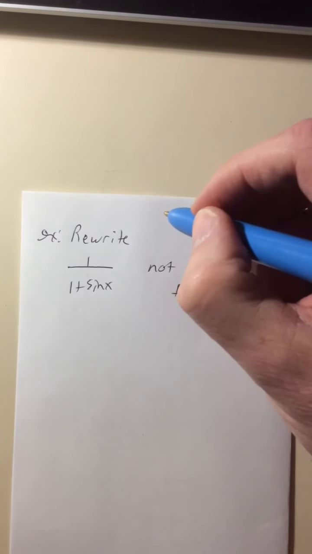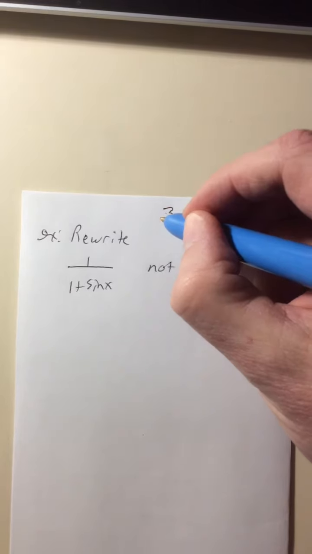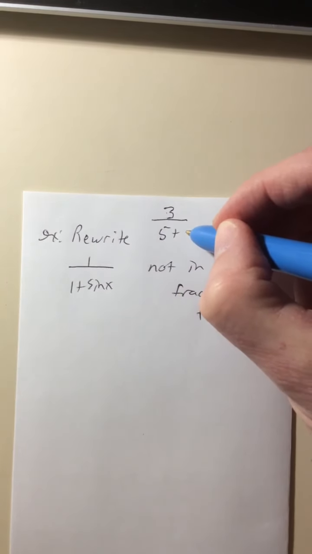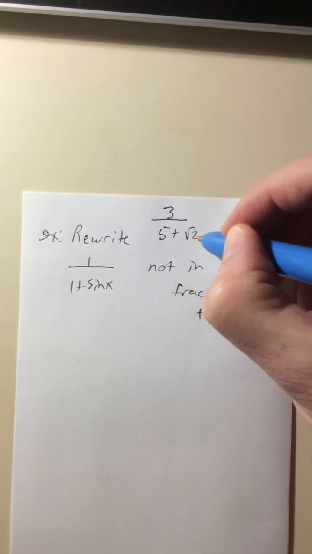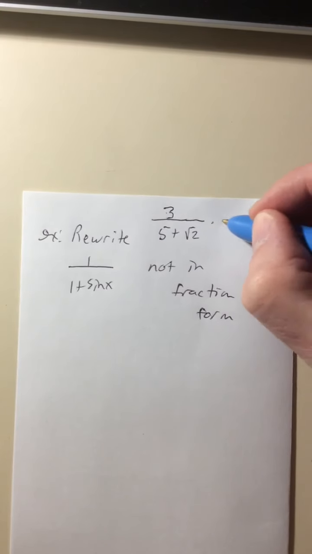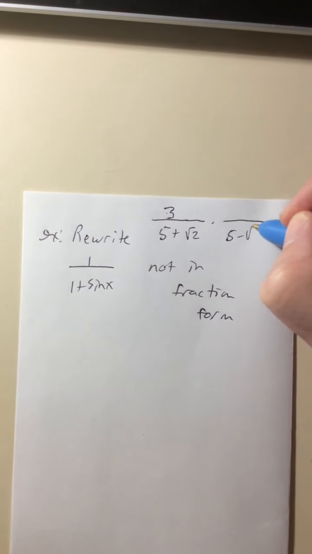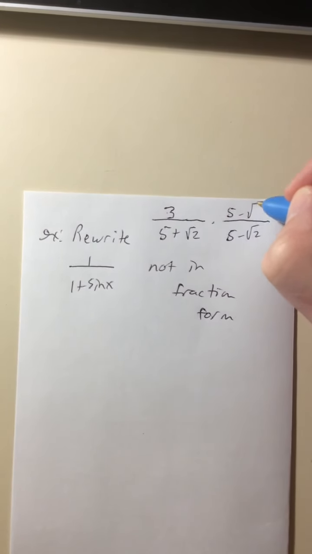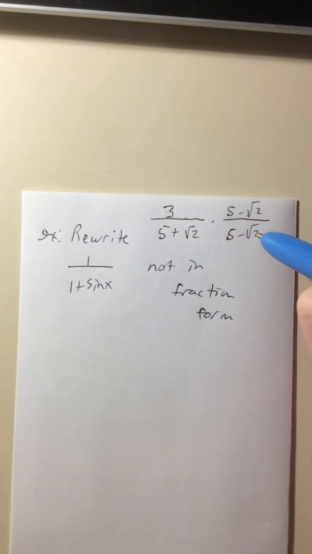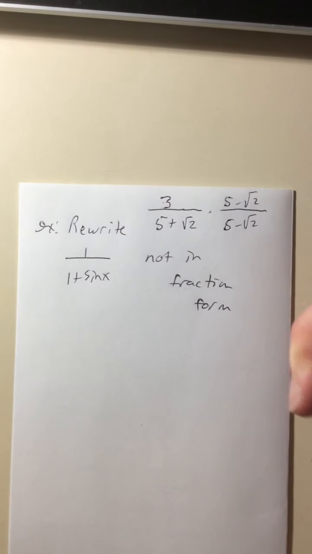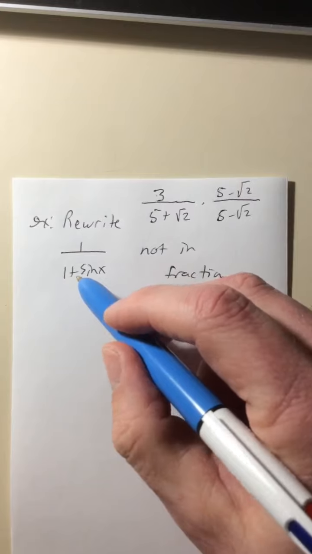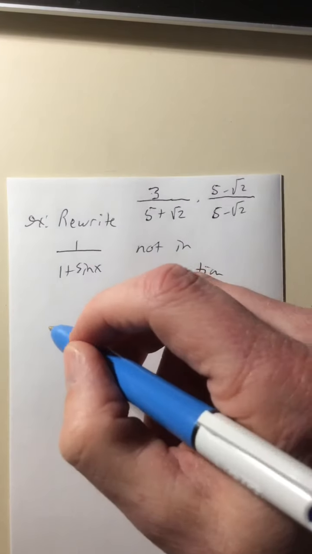So for example, if we wanted to simplify 3 over 5 plus, let's say, root 2, and we wanted to rationalize the denominator, we would multiply by 5 minus root 2, the conjugate. We're going to do the exact same concept right here with multiplying by the conjugate, and you'll see how slick that is in just a moment. Okay, so we're going to multiply by 1 minus sine x over 1 minus sine x.